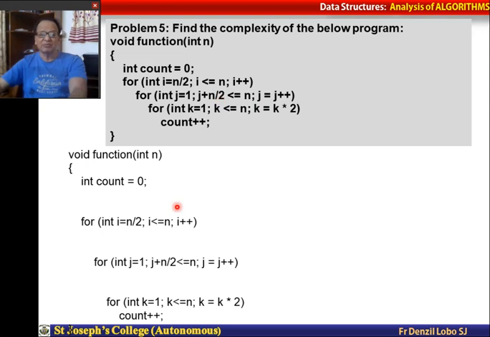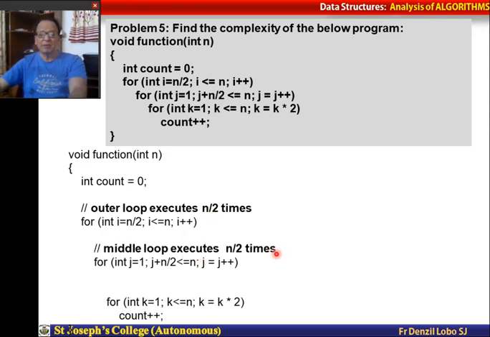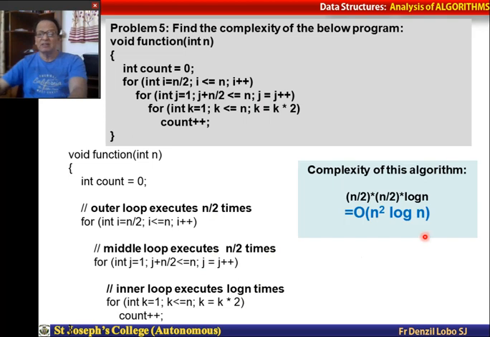So let us check that. The first one is going to be n by 2 times. The second is also going to be n by 2 times. The third one is going to be of log n times. So multiply these three. Therefore, you get n by 2 into n by 2 into log n. Therefore, the complexity is of the order of n squared log n.